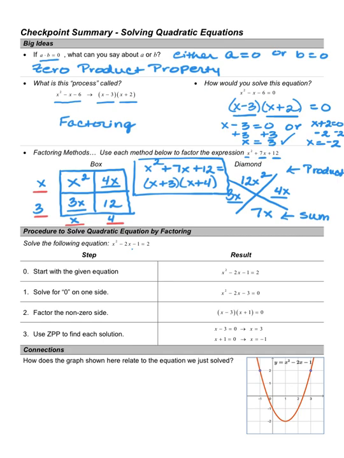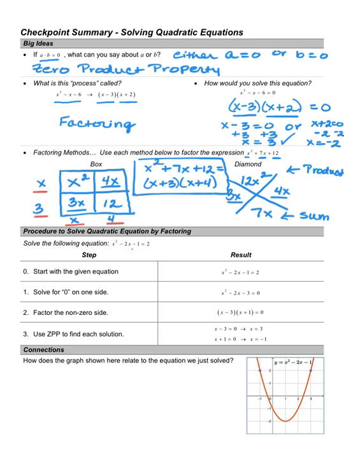So we start with the equation, and if we're going to solve a quadratic equation, the first step is we always have to solve for 0. We always have to get it equal to 0 on one side, because when it's equal to 0, then we can use factoring, and we know each factor must equal 0 because of the zero product property.